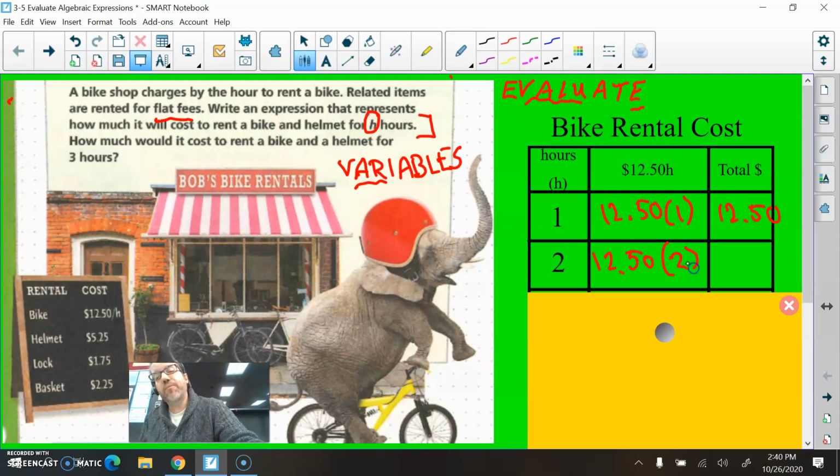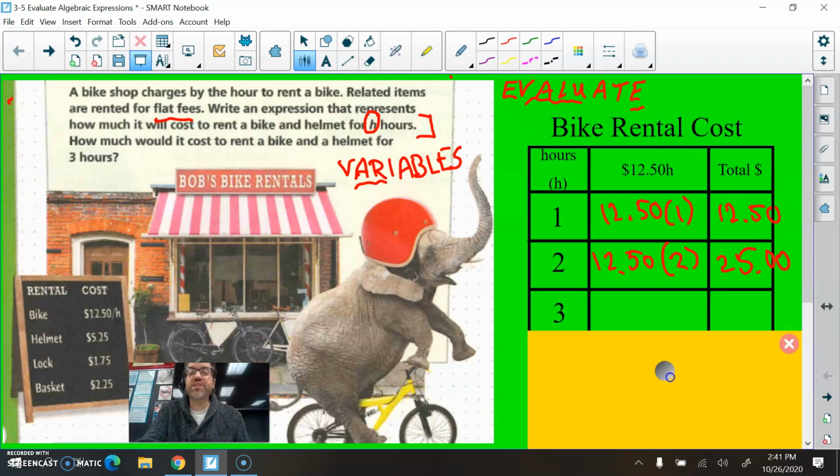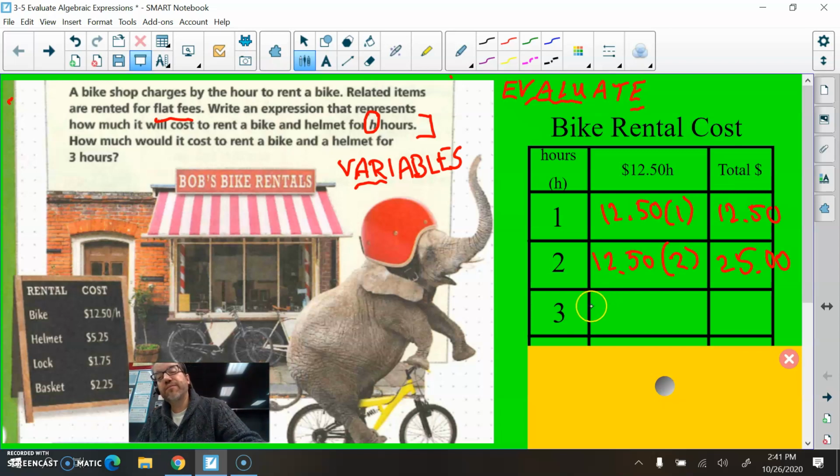times 2. And remember, I can show I'm multiplying by putting the number in parentheses. Up here where you see 12.50H, there is no times sign in between this. If there is no operation symbol between this number and this variable, that means you have to multiply them together. That's how we show multiplying when we're working with variables. So anyway, $12.50 times 2 would be $25. If we go 3 hours, then we'd take 12.50 times 3.